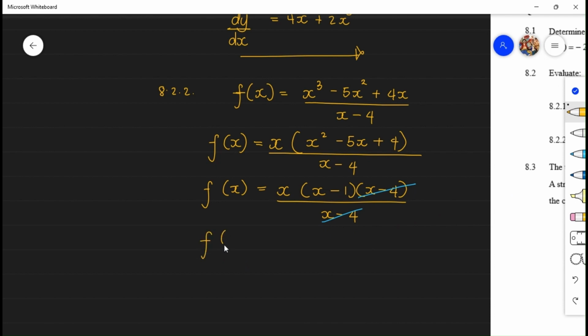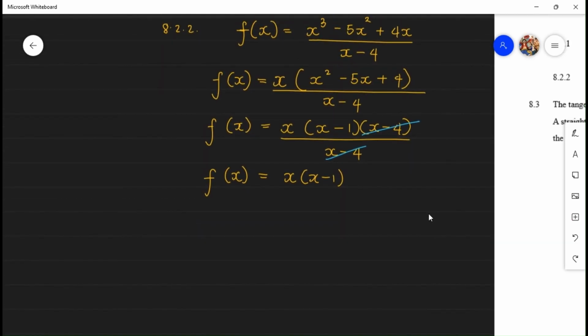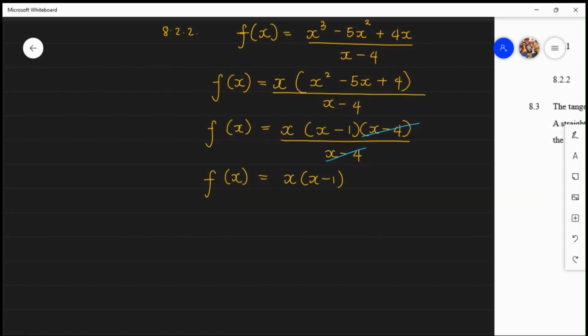So we are then left with f of x equals x into x minus 1. So we've cancelled out our denominator. We no longer have x in the denominator position. So are we in a position to derive as yet? No, we are still not in a position to derive. Reason being is that we have x times x minus 1. We need to simplify that, and then we will be in a position to derive.